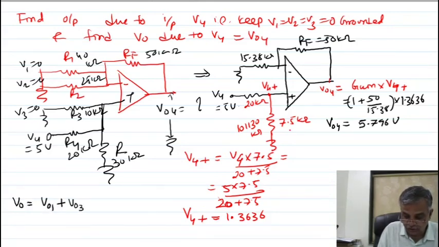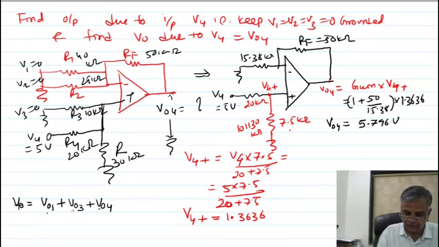So total output voltage VO is nothing but the VO1 due to V1 and V2, VO3 due to V3, and VO4 due to V4. Total output voltage of the circuit is VO1. VO1 due to which voltage? V1 and V2. VO3 due to which voltage? V3. VO4 due to which voltage?